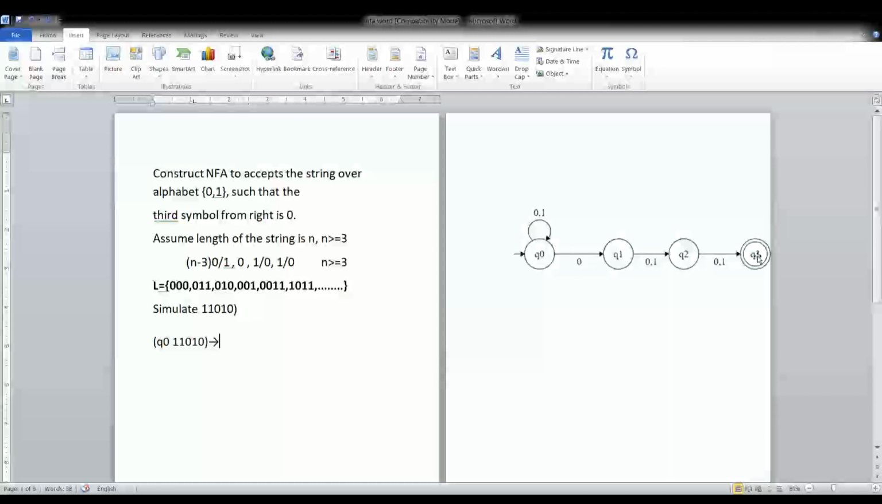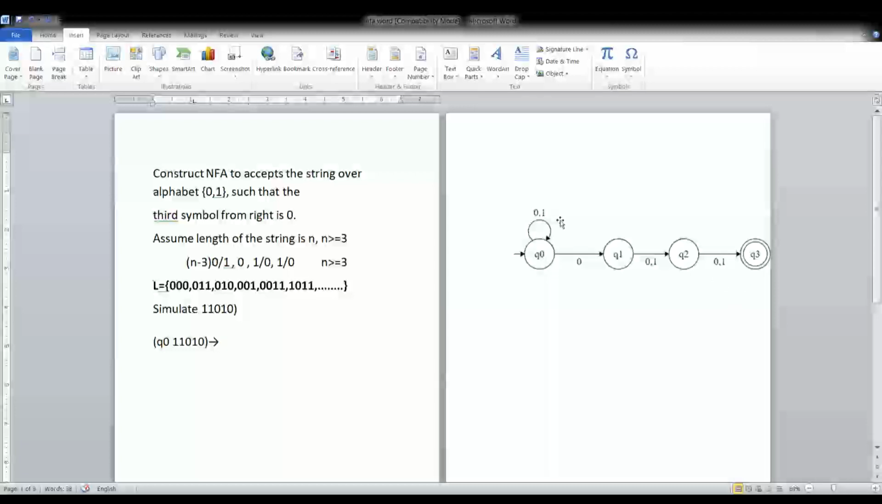When you look from right to left, you will find the third symbol is 0. The last but one symbol may be 1 or 0, so the transition is shown like this. And the last symbol again may be 1 or 0. It is shown like this.